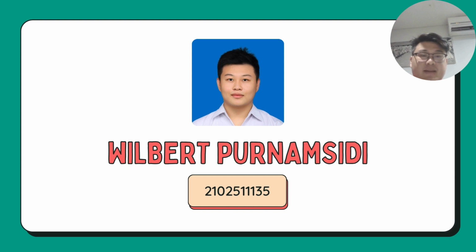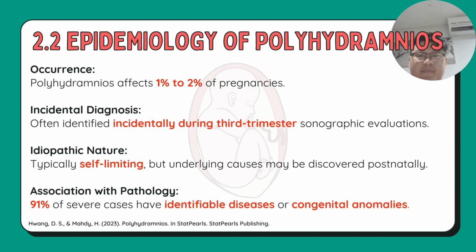And now I will explain about 2.2, epidemiology of polyhydramnios. I have several points in this subtopic. The first one is occurrence. Until now, polyhydramnios affects about 1 to 2% of pregnancies around the world. The second point is incidental diagnosis. This disease is often identified incidentally during the third trimester by sonographic evaluation.